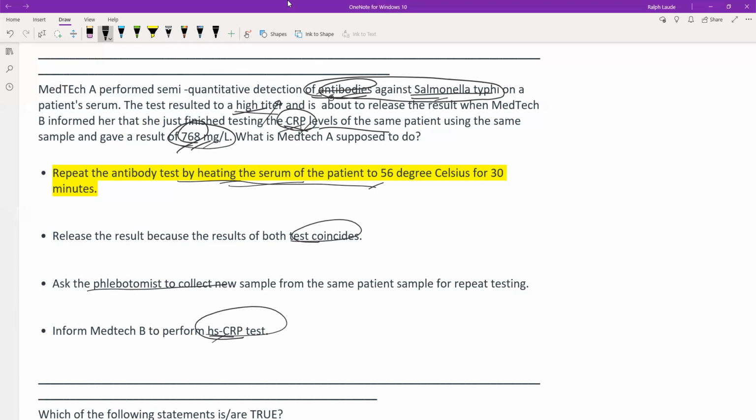doubted na may infection si patient, but then sa agglutination testing natin is nag-negative, knowing that the sensitivity of your agglutination test is mainly 5 milligrams per liter. So lower than this, hindi madedetect. Kaya tayo nag-perform ng HSCRP. So the best answer would be to heat the serum, prior to retesting.